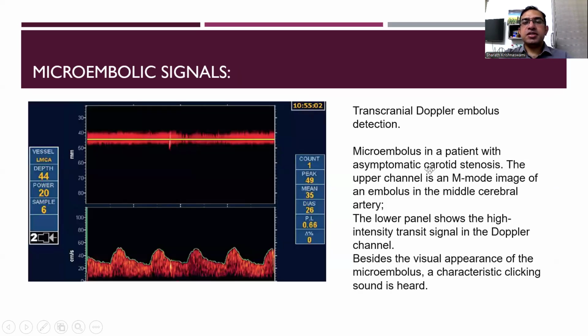This is the microembolus detection in a patient with asymptomatic carotid stenosis. The upper panel is an M-mode image of an embolus in the middle cerebral artery, and the lower panel shows the high intensity signal in the Doppler channel. You can see here a yellow color streak of light. Besides this visual appearance, you will also hear a clicking sound.